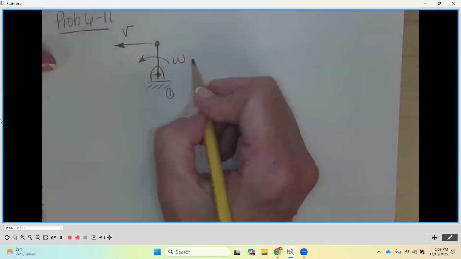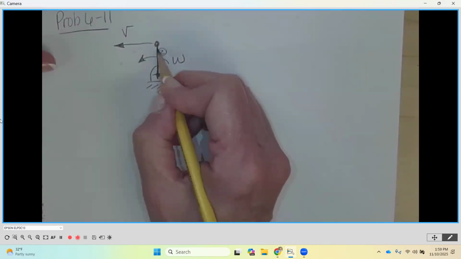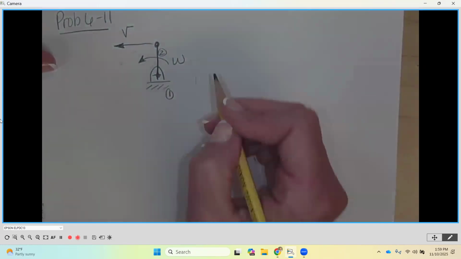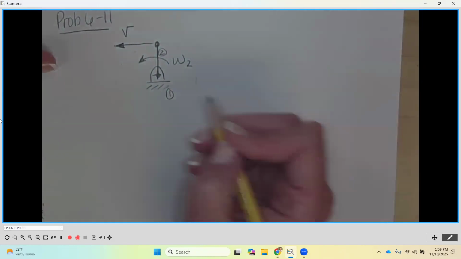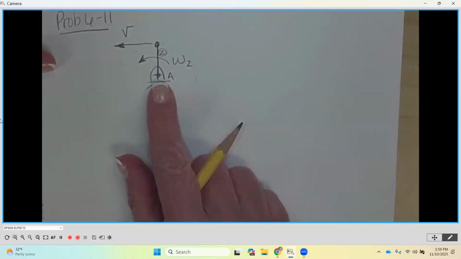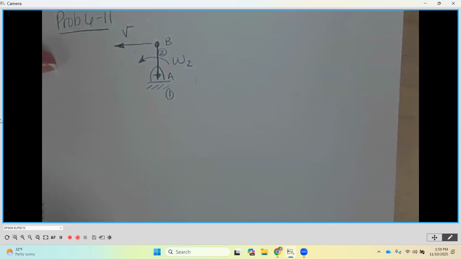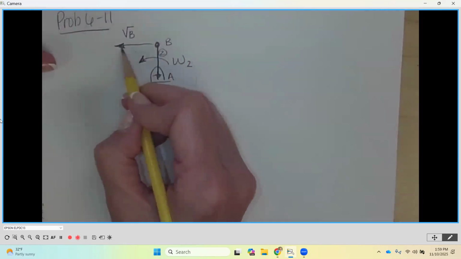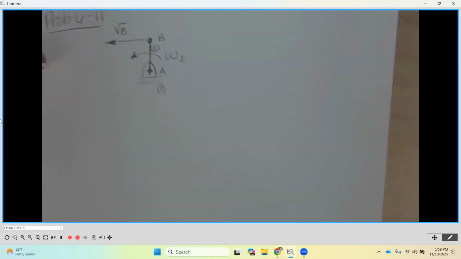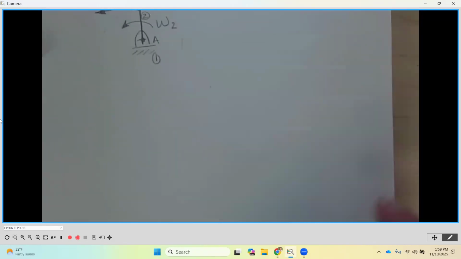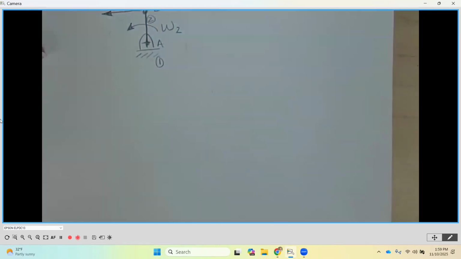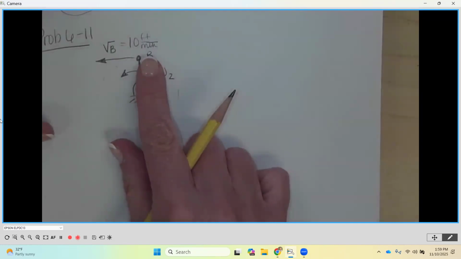Now, this is the frame, number 1. This is link number 2, which is going to be that roller or the radius of that roller. So this is going to be W2. A would be the center of rotation, kind of our standard way that we label. And this would be point B. So this would be the velocity of B. This is also the straight line velocity of that conveyor belt, which it tells us in the problem is 10 feet per minute. So this is equal to 10 feet per minute.